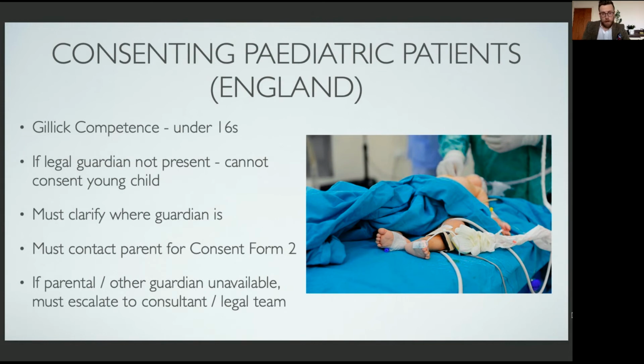For patients who are unable to consent due to mental state or unwellness, we do have a thing called a consent form 4 in England, which is the sort of form that we use in patients with advanced dementia or if they are so unwell that they are delirious. But if you cannot consent the child and the parent as well, or the guardian as well, it's important to escalate it.